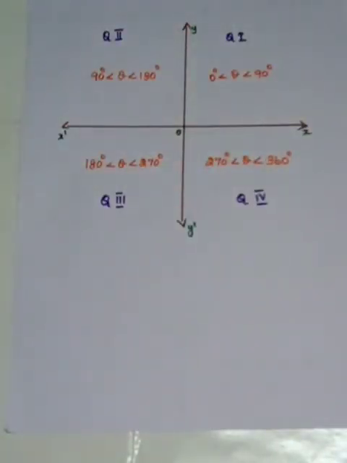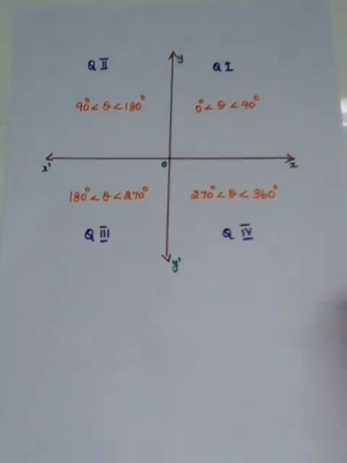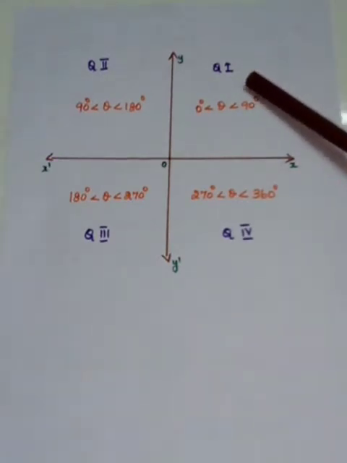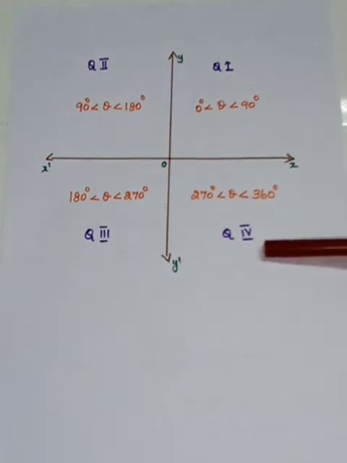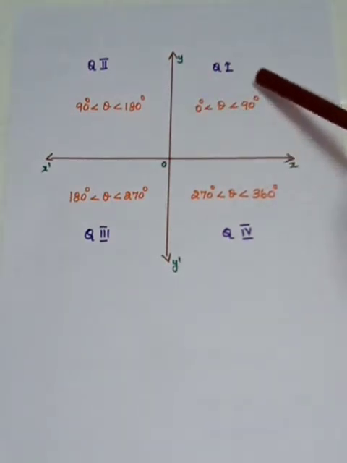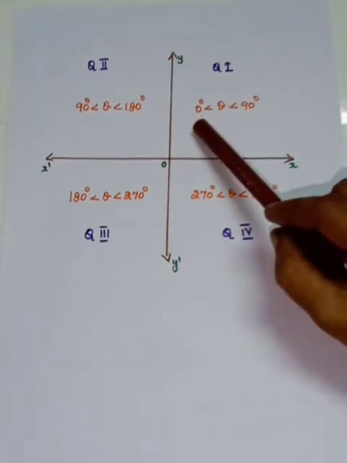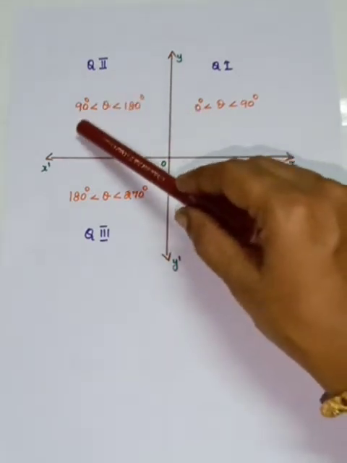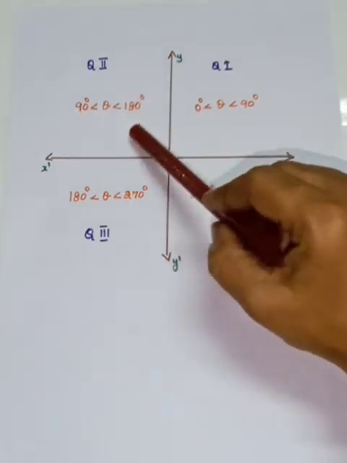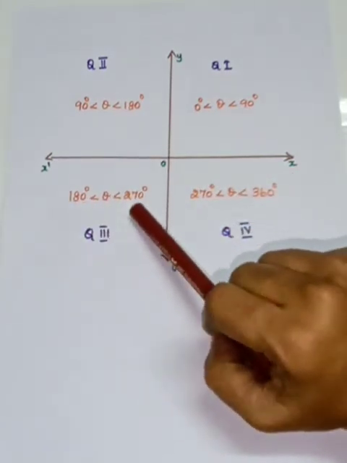Okay, you see that. Now, this is divided into 4 quadrants. So, first quadrant, second quadrant, third quadrant and fourth quadrant. In the first quadrant, the angle is measured from 0 degree to 90 degree. In the second quadrant, the angle moves from 90 degree to 180 degree. And here third quadrant, 180 degree to 270 degree.